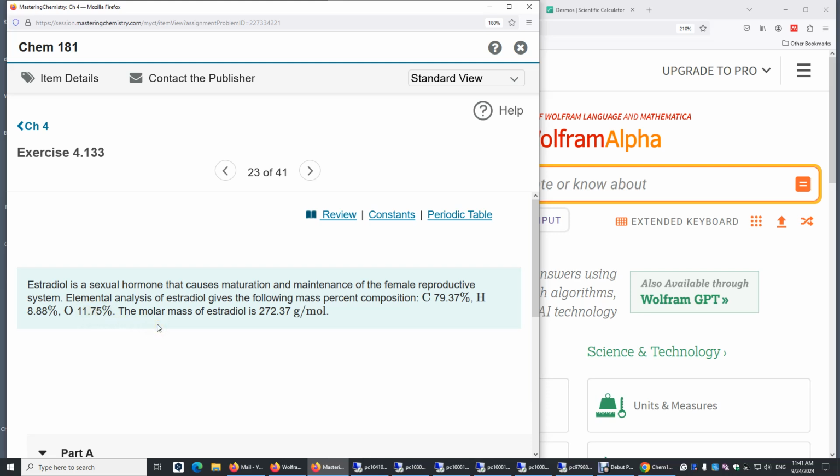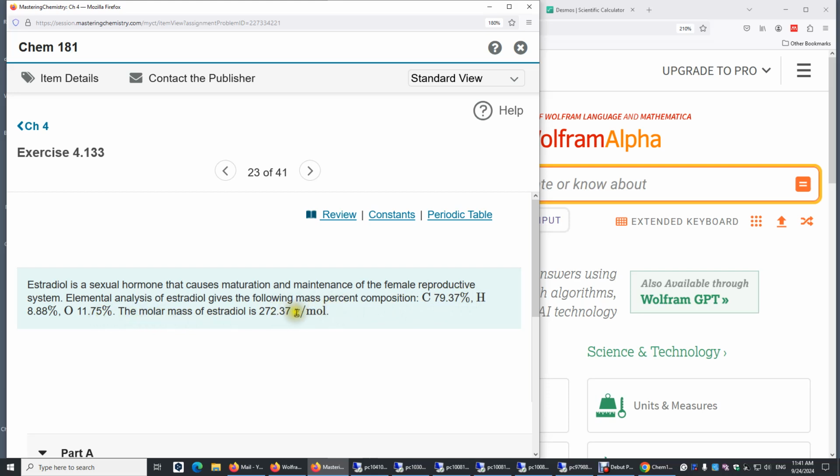However, we do not really have the mass of an estradiol sample. We have the molar mass. For convenience, you may assume we have 1 mole of such molecules. And in 1 mole of such molecules, we have 272.37 grams of carbon, hydrogen, and oxygen in total.